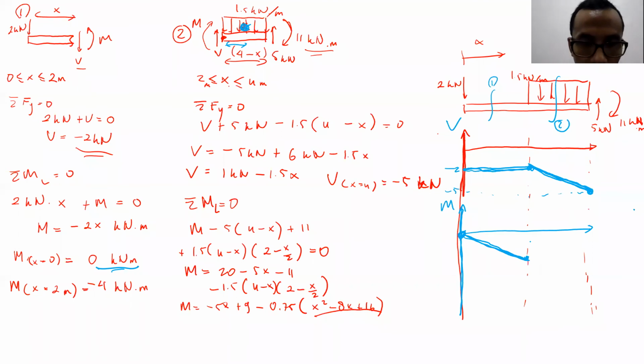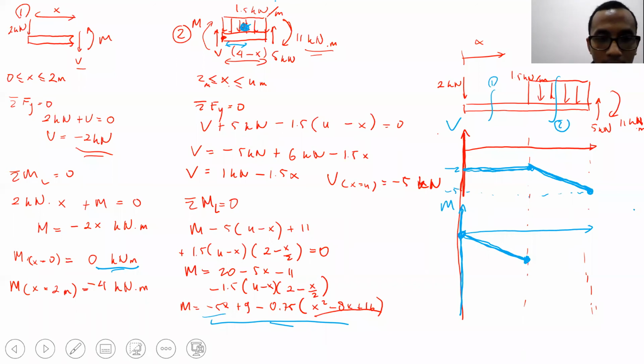Then after that, it will follow this particular equation. At x equal to 2 meters, this one is supposed to be minus 4. At x equal to 2 meters, the value is supposed to be the same because there is nothing there. And at x equal to 4 meters, would you mind to calculate it for me? At x equal to 4 meters, what is the value of our m here?